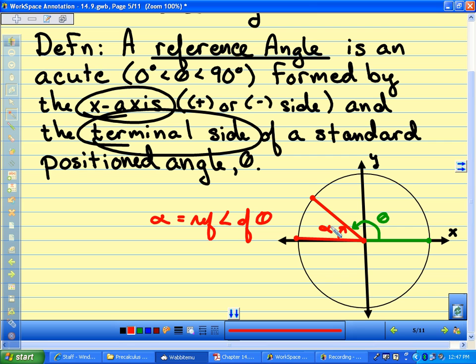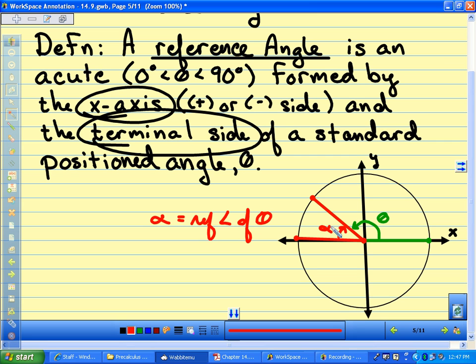Would that be an acute angle? Yeah, it's inside of a quadrant. It would have a measure greater than 0 and less than 90. So that's going to be our reference angle. That is how we will form reference angles. We will always start with the terminal side and then match it back to the x-axis, whichever is going to give us the acute angle.